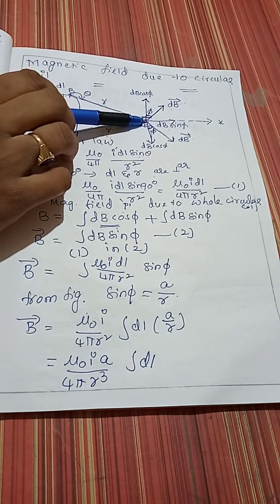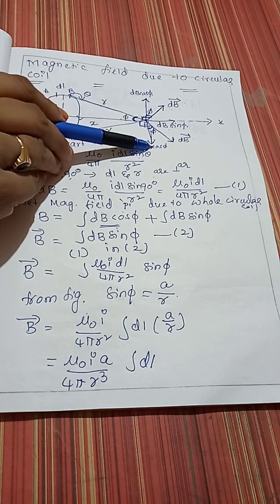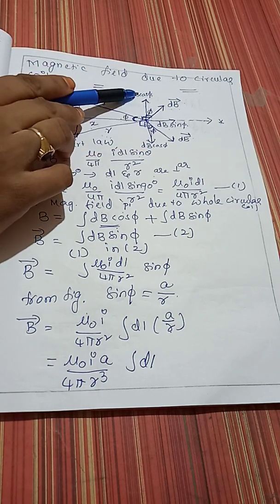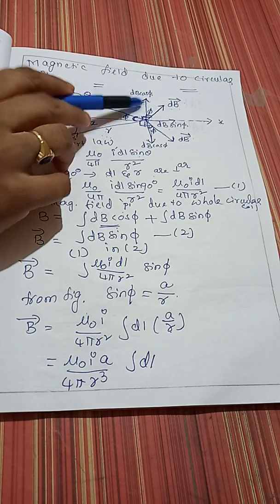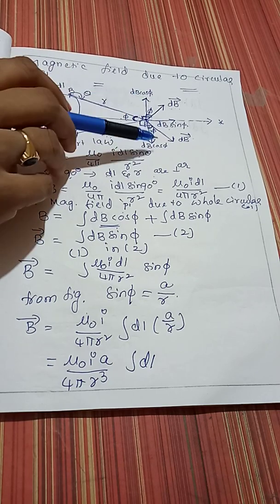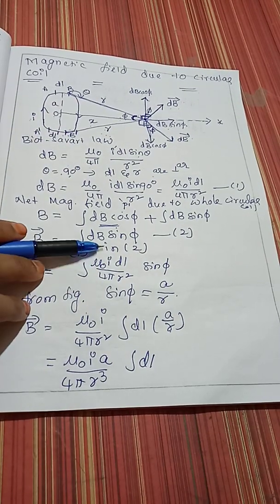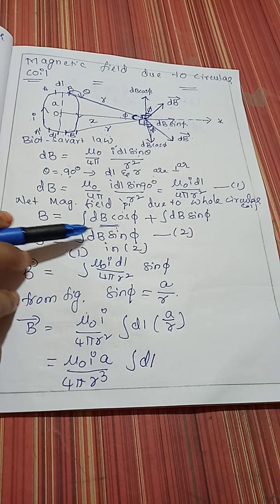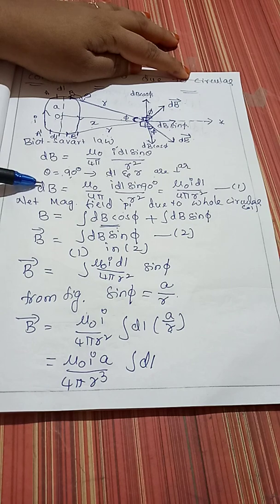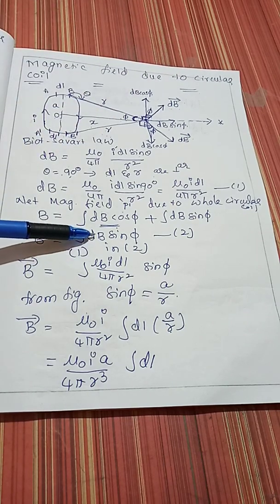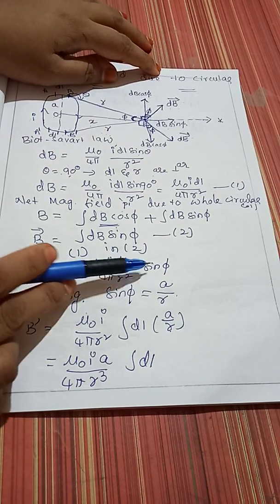And see the perpendicular components. One is in the upward direction, the other is in the opposite direction to the first one. As they are of the same magnitude, the net effect of these perpendicular components cancels. So the net magnetic field is only due to the parallel components, integral dB sin phi. From equation 1 we substitute the dB value in equation 2. So we get integral mu naught I dl by 4 pi r square sin phi.